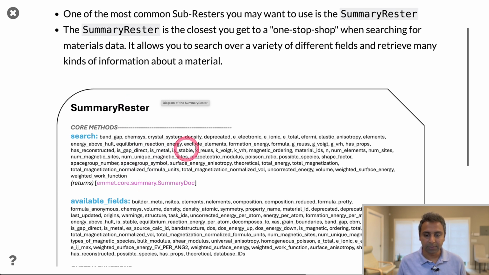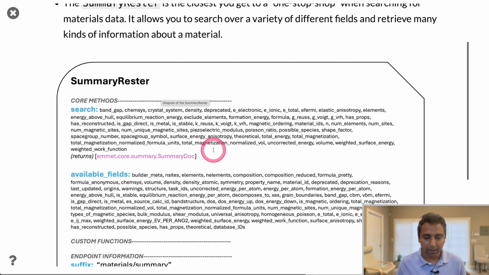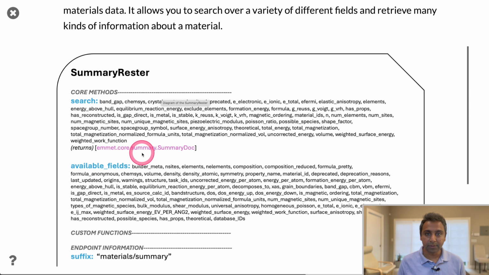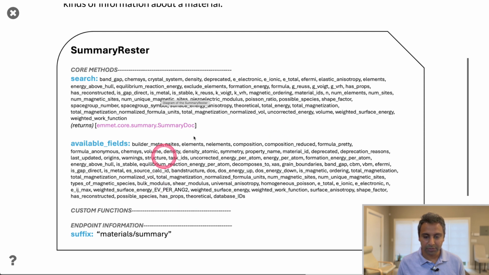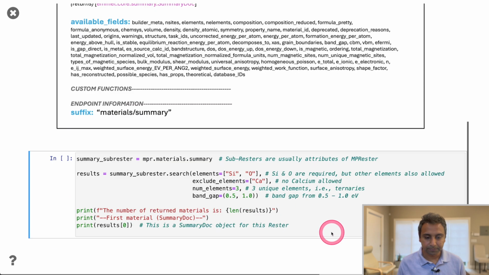So you can search for materials with a particular density, or with a particular bulk modulus with the Reuss averaging. And then the data that's returned to you is a summary doc for every material. That summary doc is going to contain all of this information for every single material, and it does this by interacting with the materials/summary endpoint. So let me show you an example of how it works.